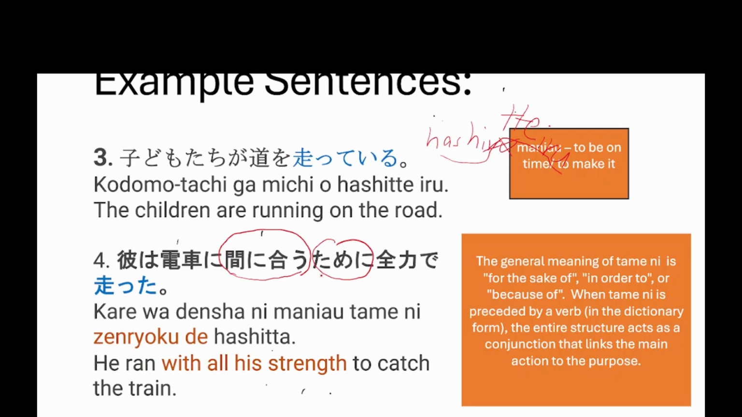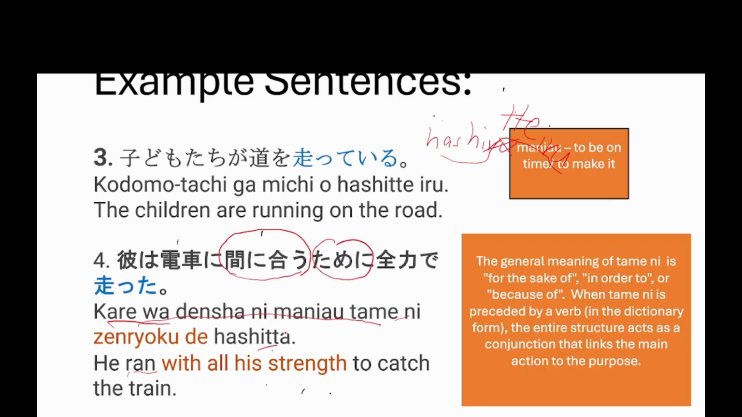So in order for the person to make it to the train, zenryoku de hashita, he ran with all his strength. So this word with tame ni on it acts as a conjunction. It connects the main action, which is he ran, to the purpose. The purpose is to make it to the train in time.